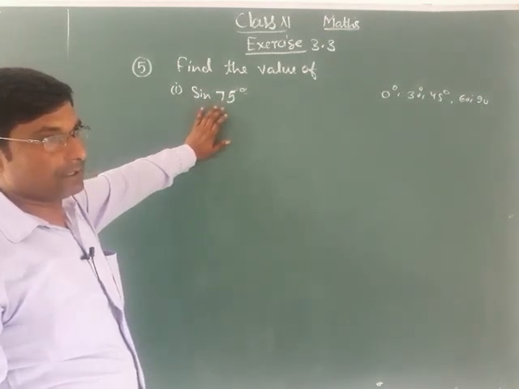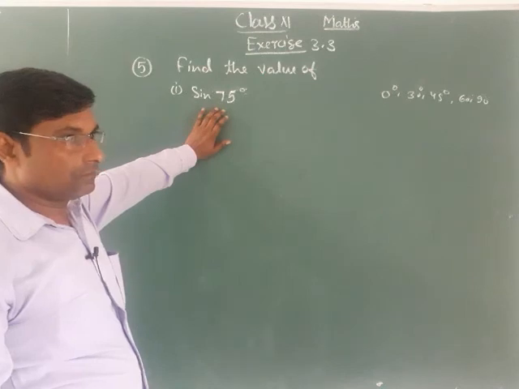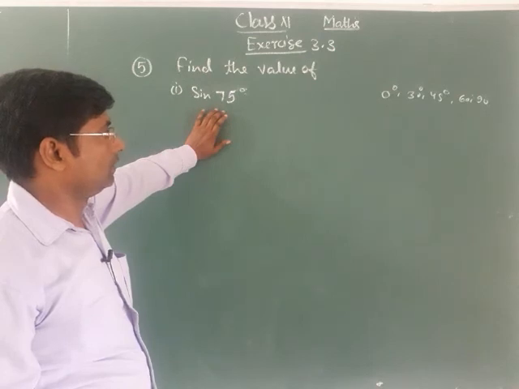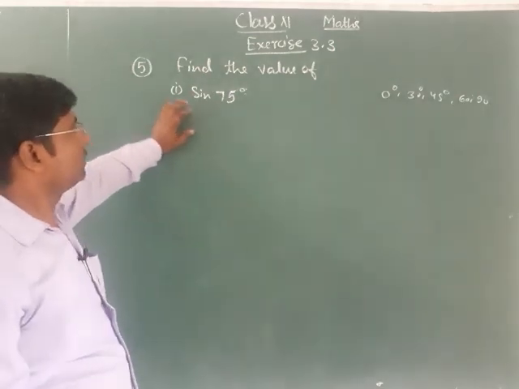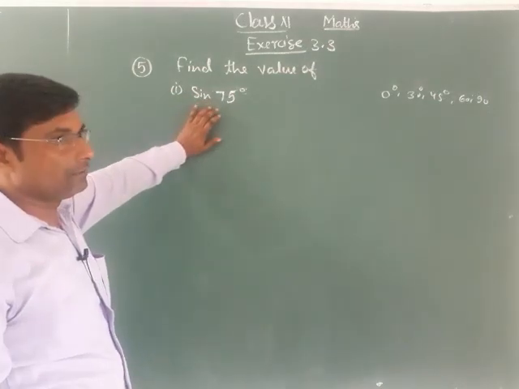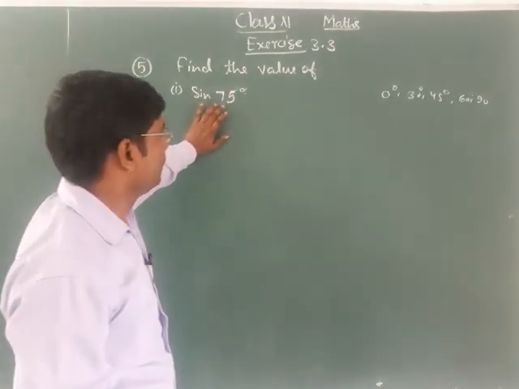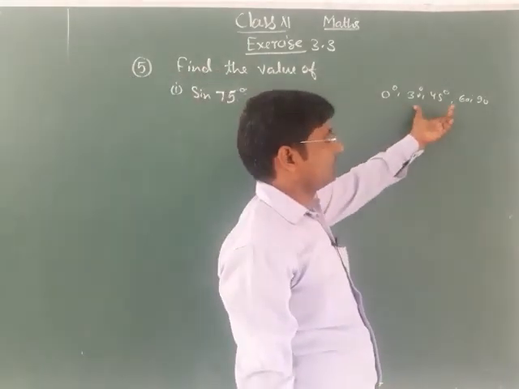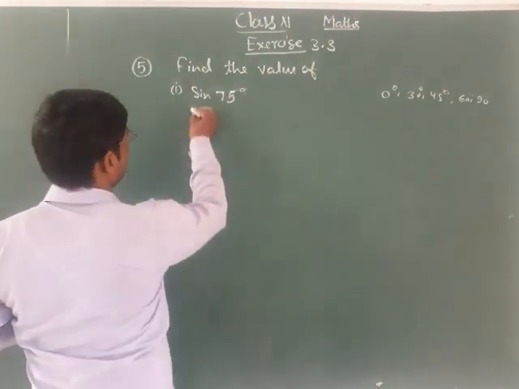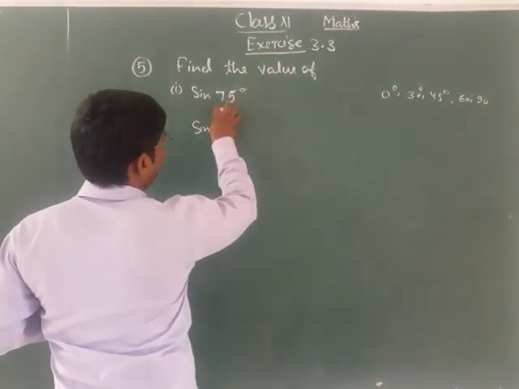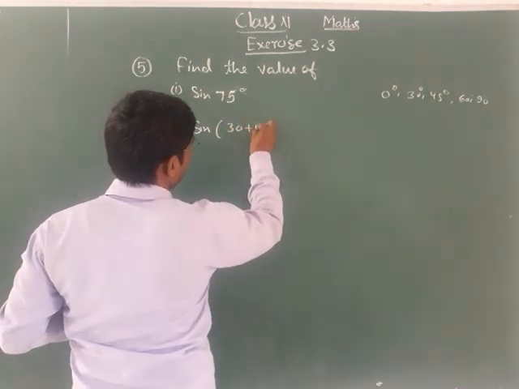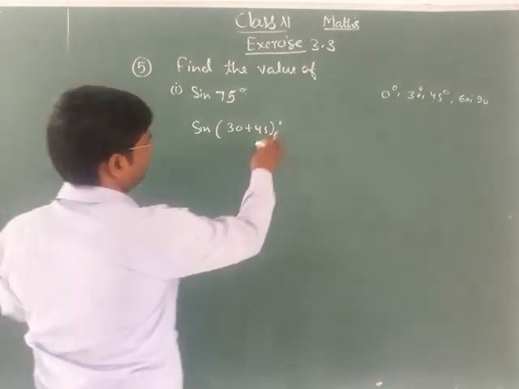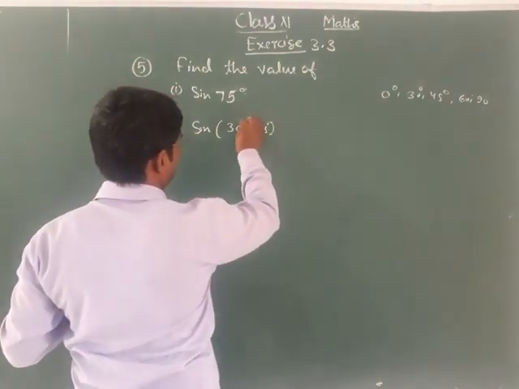Sin 75 degree value can be solved with the help of a trigonometry identity. So now let us start solving it. Sin 75 degree. 75 degree can be broken into two parts in this way: sin of 30 plus 45 degree.